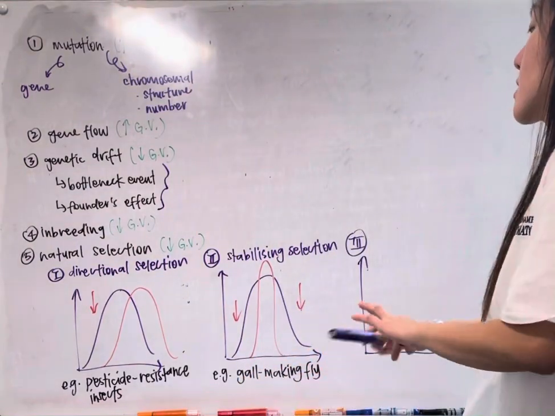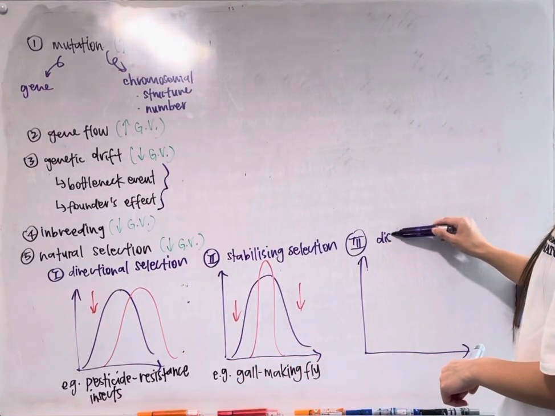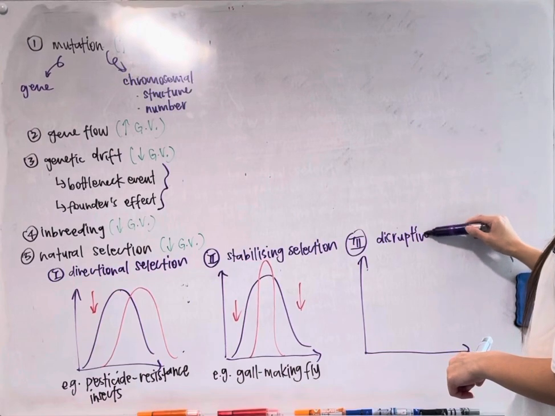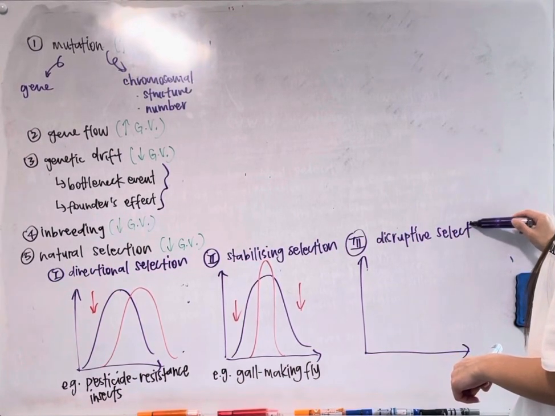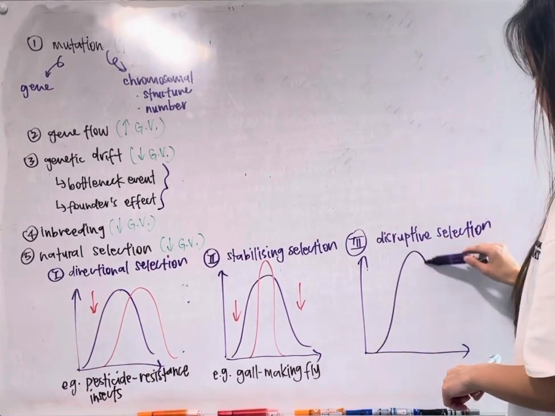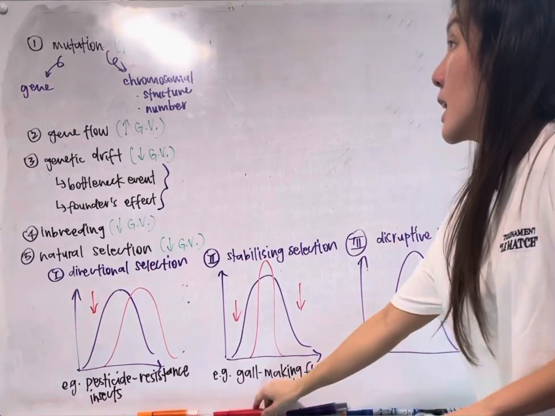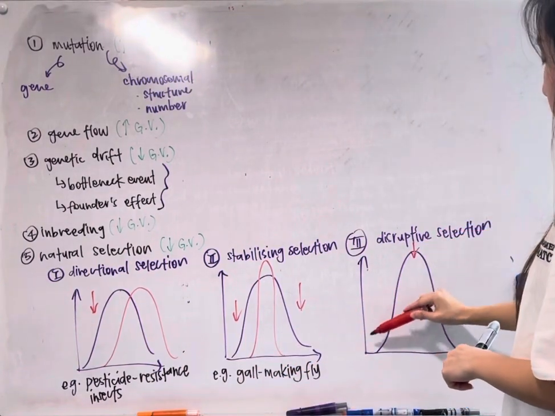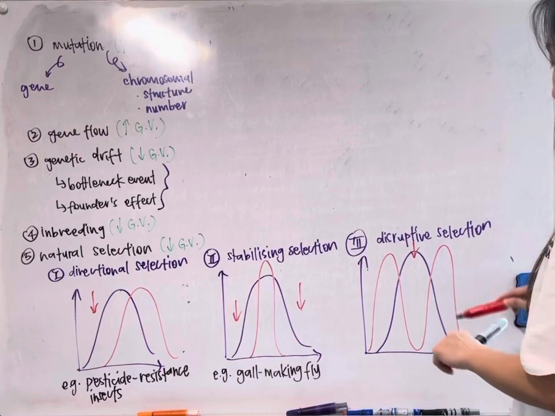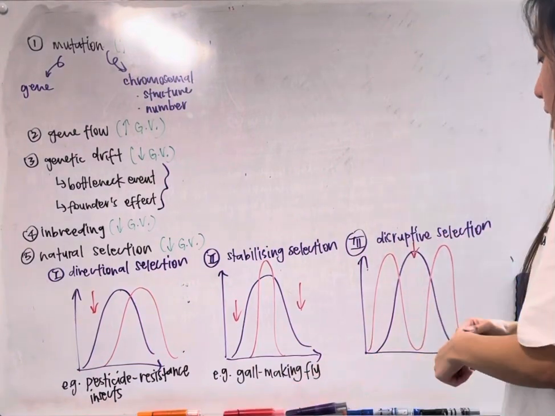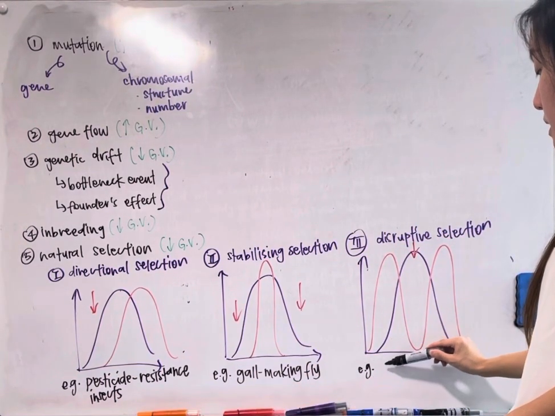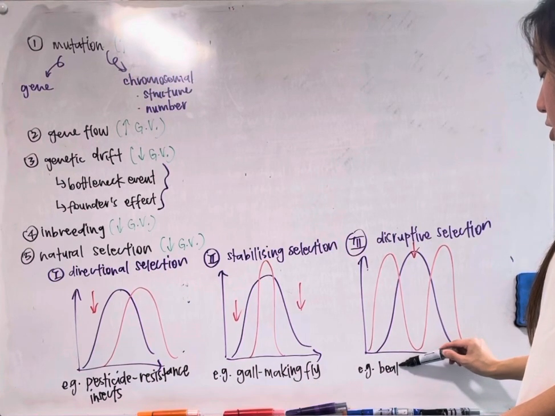Disruptive selection. Disruptive selection selects against what? The intermediate. And you select for both extremes. So again, when I select against the intermediate, you realize they will always bring about what we call bimodal selection. The example I gave was what? The beaks of the African finches.